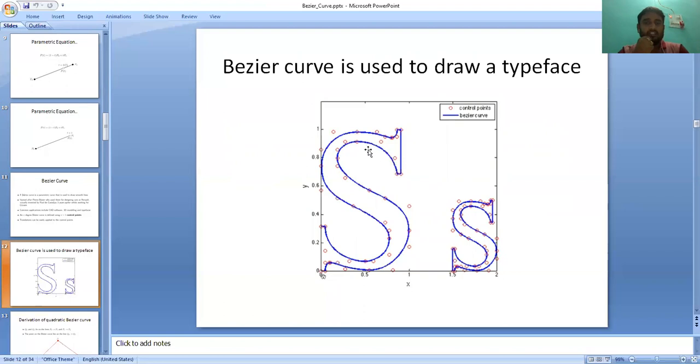Then to draw this curve, what we are doing is using these control points, 4 control points, and the Bezier curve is passing through the first and the last point. This is the half proportion of this S. This is the 1 ratio of S, and this is the 0.5 ratio, the half proportion of this S. So the red circles are showing the control points, and the blue lines are showing the Bezier curves. Blue curves are the Bezier curves.